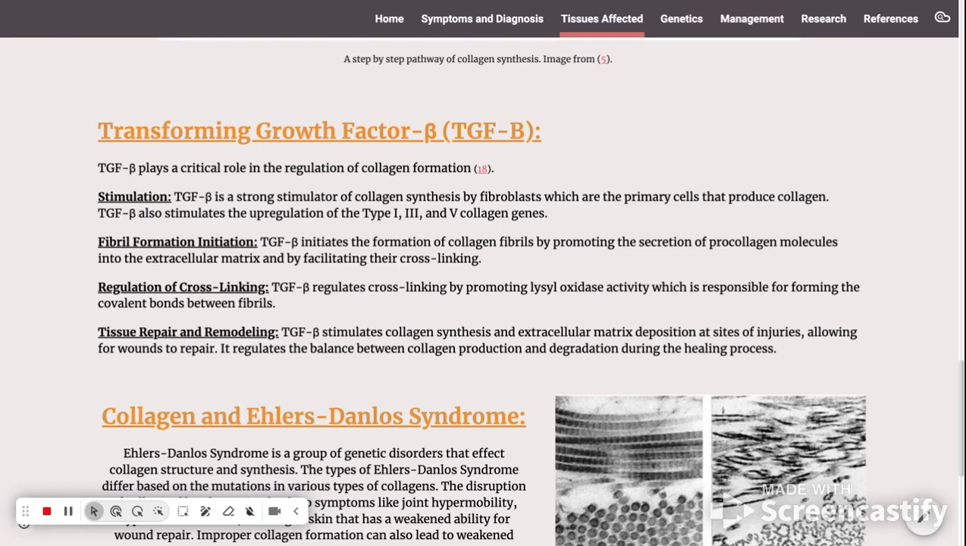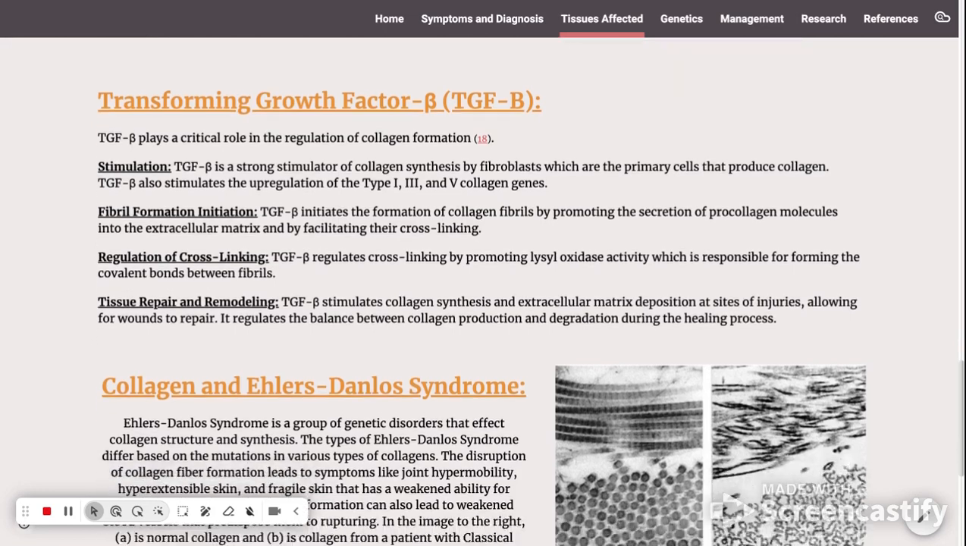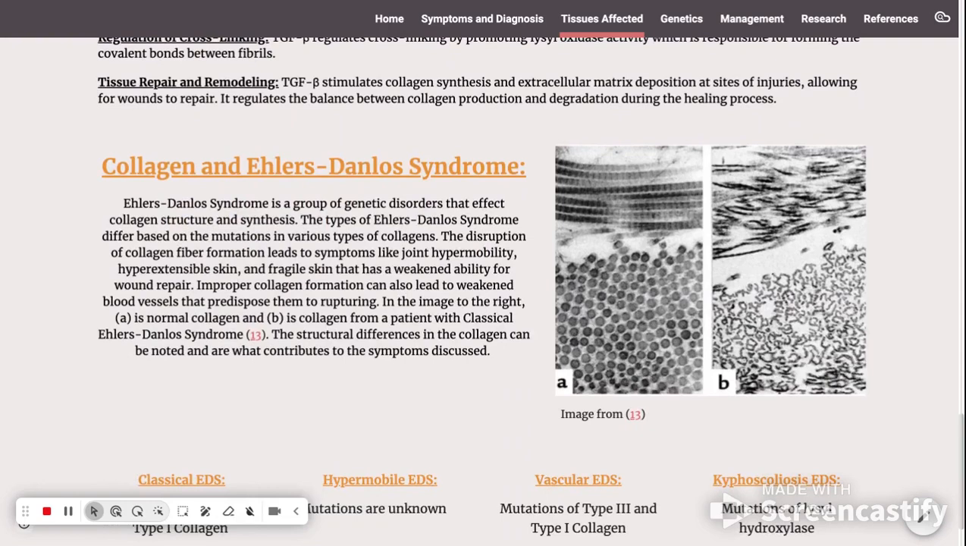And finally, TGF-beta has an important role in tissue repair and remodeling, which is very important in Ehlers-Danlos patients because they typically have impaired wound healing abilities, and that's due to this mutation in this pathway. So overall, these tissues lead to Ehlers-Danlos syndrome because there's a mutation in genes within the collagen synthesis pathway that leads to abnormal collagen development.